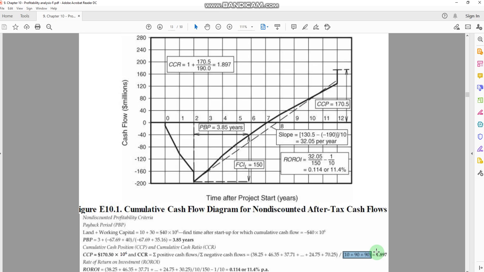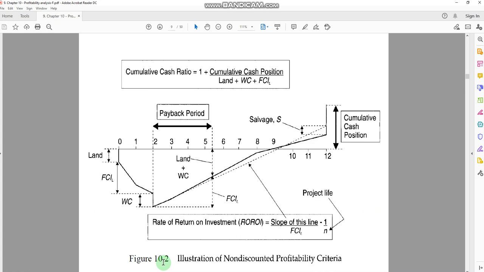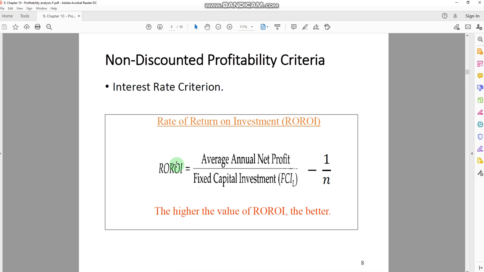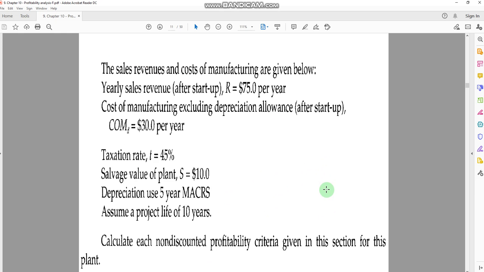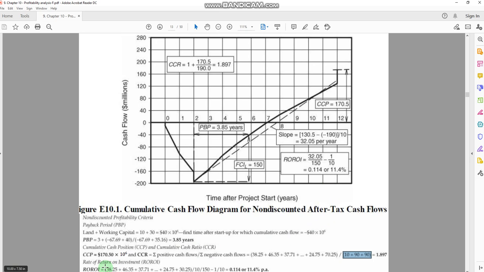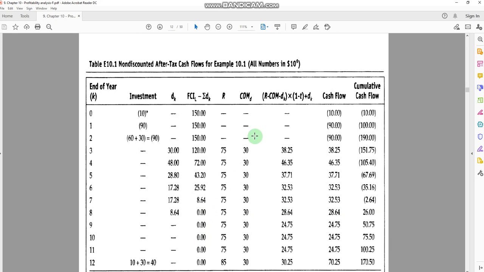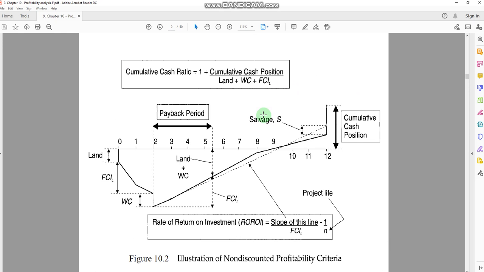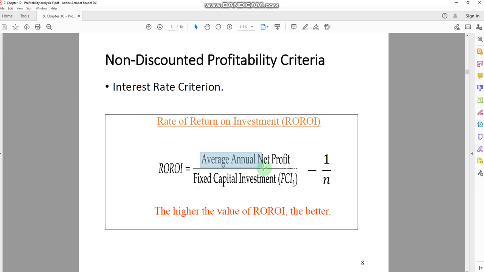Okay, and now we have to calculate the rate of return on investment. So this is the equation that we have to use: average annual net profit divided by fixed capital investment, minus 1 by n. Okay, so what we have to do here is take this one, 30.25. You have to see this factor here, which represents the annual net profit.